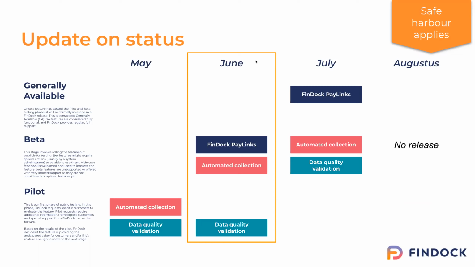With the June release now, the auto collect and PayLinks features are in beta, and the data quality validation is in pilot. With the release hereafter, that is the July release, we hope to immediately move PayLinks to general availability and also data quality validation to a beta stage.